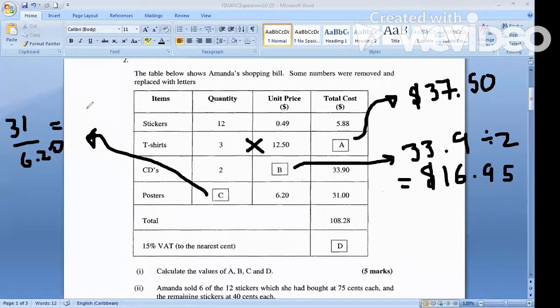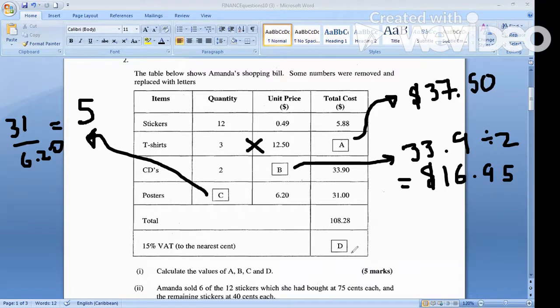Quantity and so on. Would you put a dollar sign there? No, sir. You wouldn't put a dollar sign because quantity is just an amount. All right, and that's it.